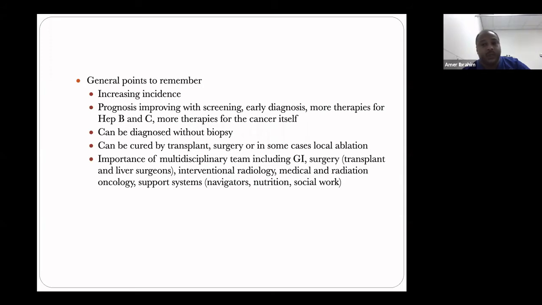Most of the time you will not need to biopsy it. If you have a good output from contrast-based imaging in the form of triphasic CT scan or MR with gadolinium study or liver protocols, it gives you a lot of information without the need of biopsying the tumor.